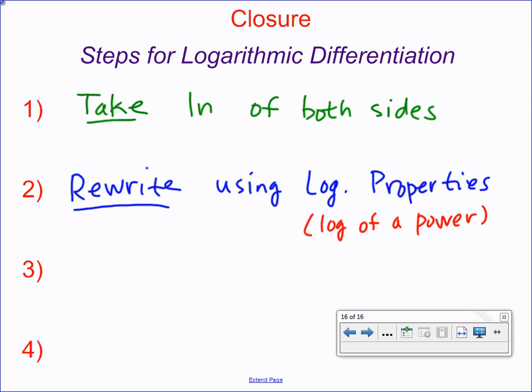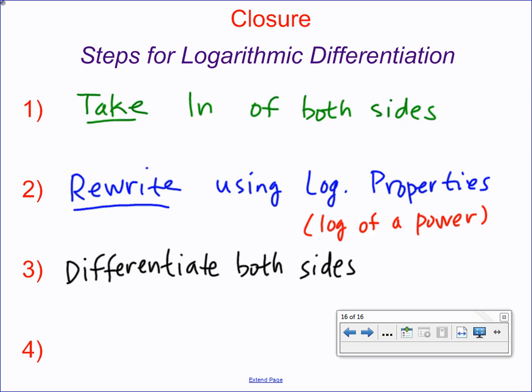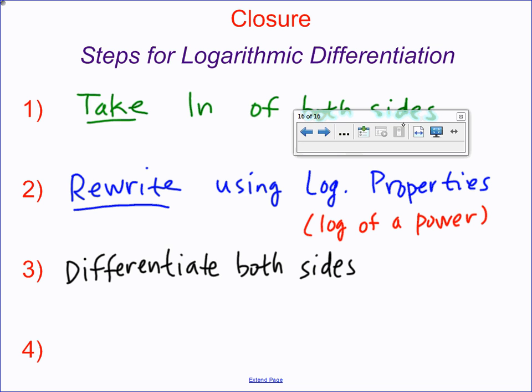Next, we'll do what to both sides again? So what are we going to do for our third step? Nikki? Good, thank you. For our third step, we'll differentiate both sides. And then lastly, we need to solve for f prime, right, and substitute back in for f of x.